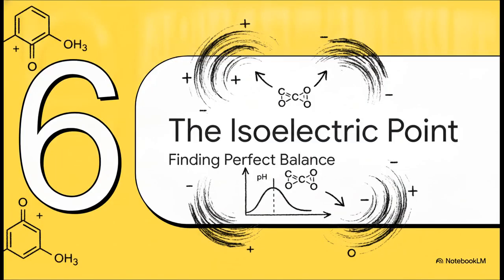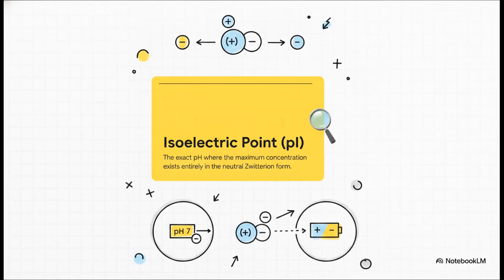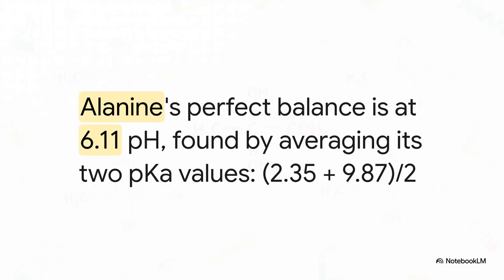Which perfectly tees up our final concept, finding exactly where that perfect hybrid balance happens. We call this the isoelectric point. Now, a quick heads up on the word neutral here, because it can be tricky. Remember, the neutrality of an amino acid is about its internal electrical charges canceling each other out to 0. It does not necessarily mean this happens at a neutral pH of 7 on the standard acidic basic scale. Because every amino acid has completely unique chemical properties, we can actually mathematically pinpoint its perfect balance by averaging its two dissociation constants, or pKa, values.